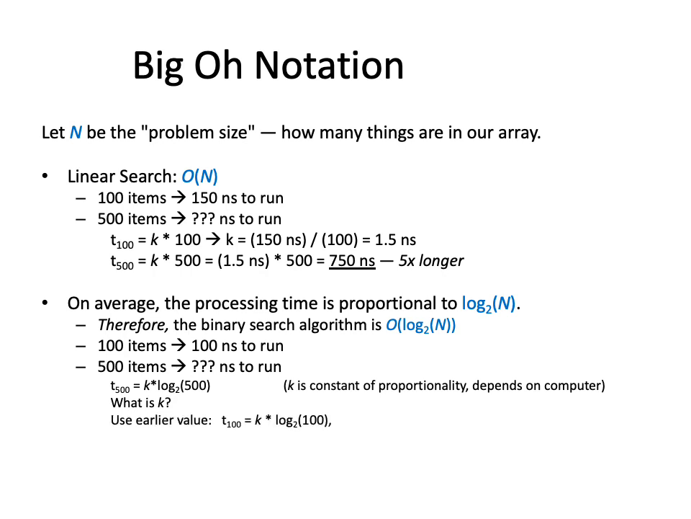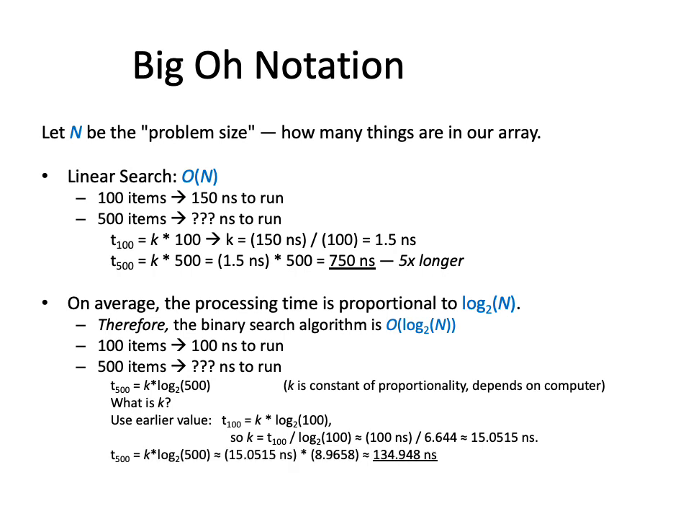In order to do that, I'm going to look at the earlier value for 100 items and 100 nanoseconds. So there, t100, or 100 nanoseconds, equals k times log of 100. So I invert that, and I can solve for k, and that gives me 15.0515 nanoseconds or so. Then I use that k back in the equation above to get t500, and that gives me about 135 nanoseconds. Cool. And that indeed is the final answer. So that's really, really cool.